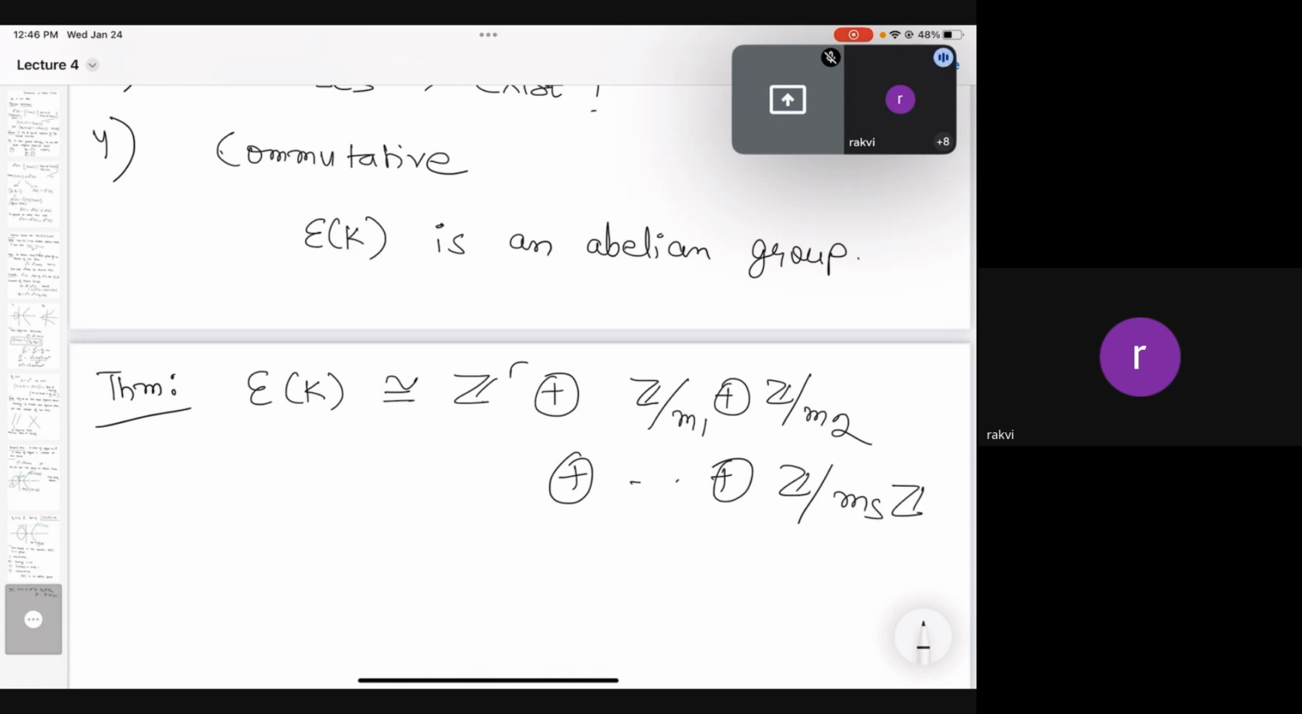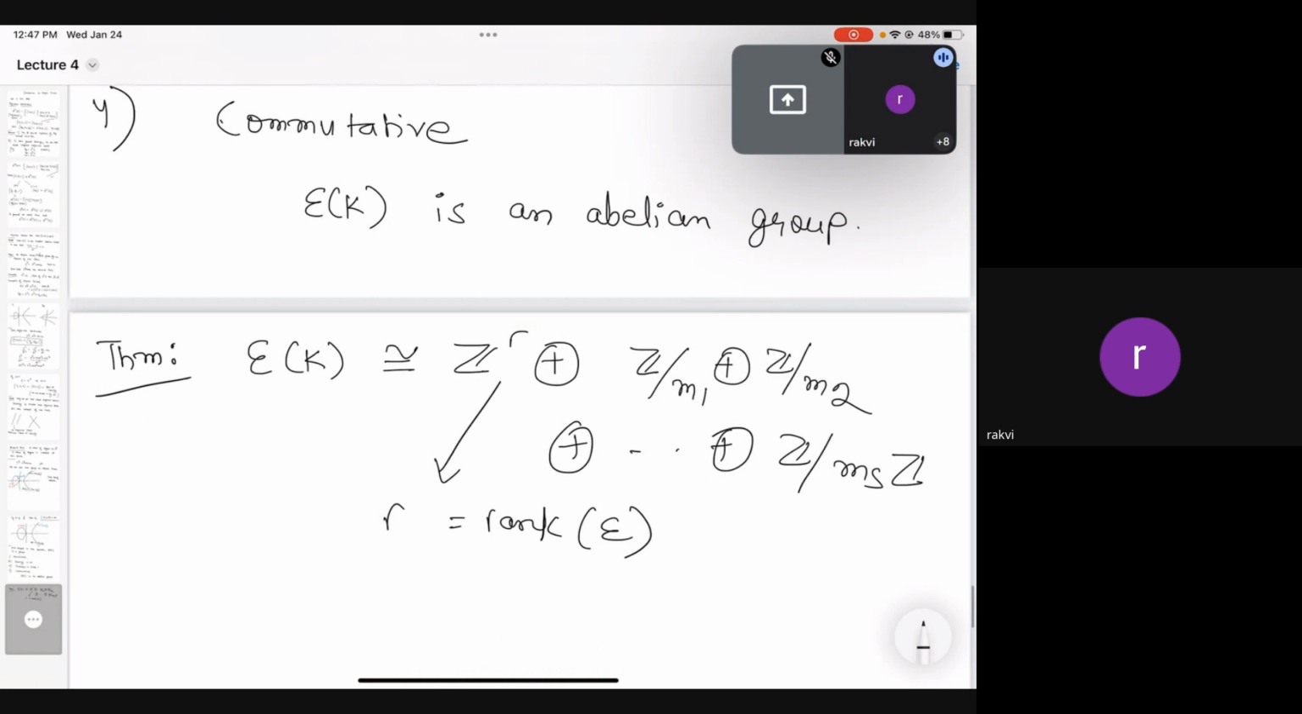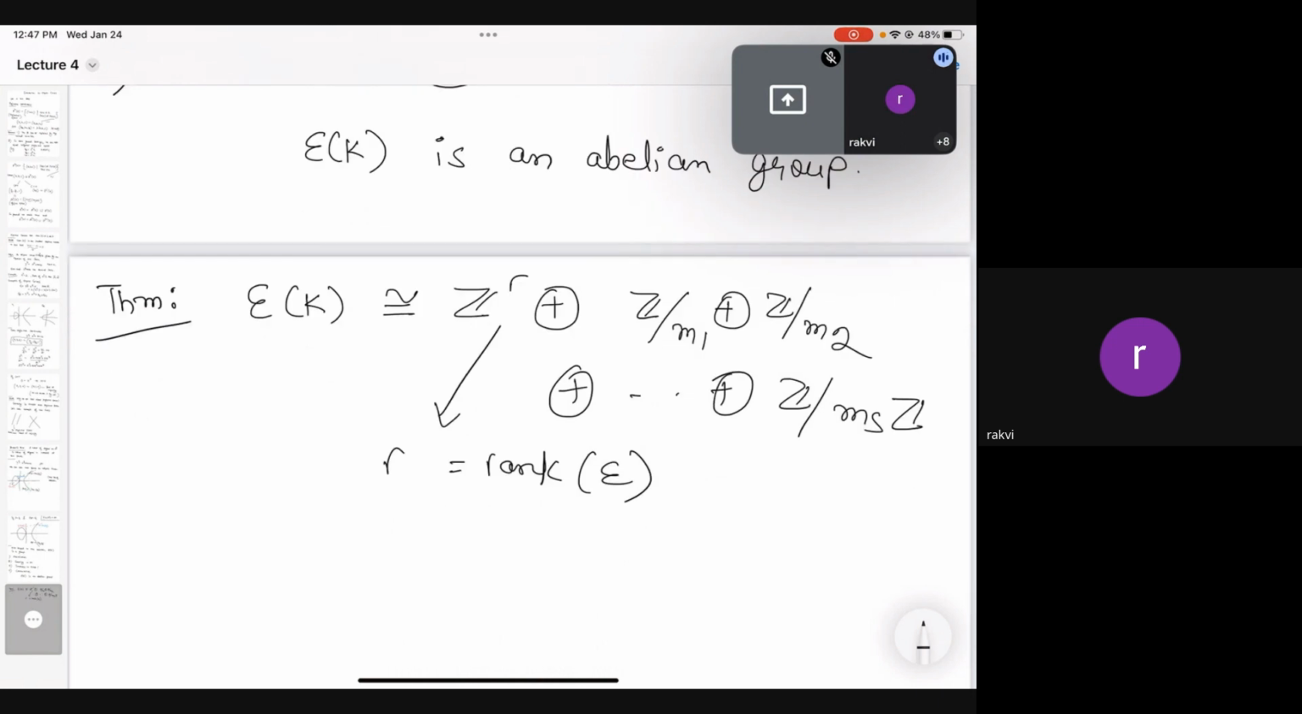I'm not explaining a lot of notation here. For example, this plus inside the circle, by that I mean direct sum. Think of it as really like a Cartesian product. Okay, so I'm not explaining a lot of things here, but I just wanted to introduce something. So this R that comes from the free part is basically what is called the rank of this elliptic curve. And then there is this whole torsion part, right?